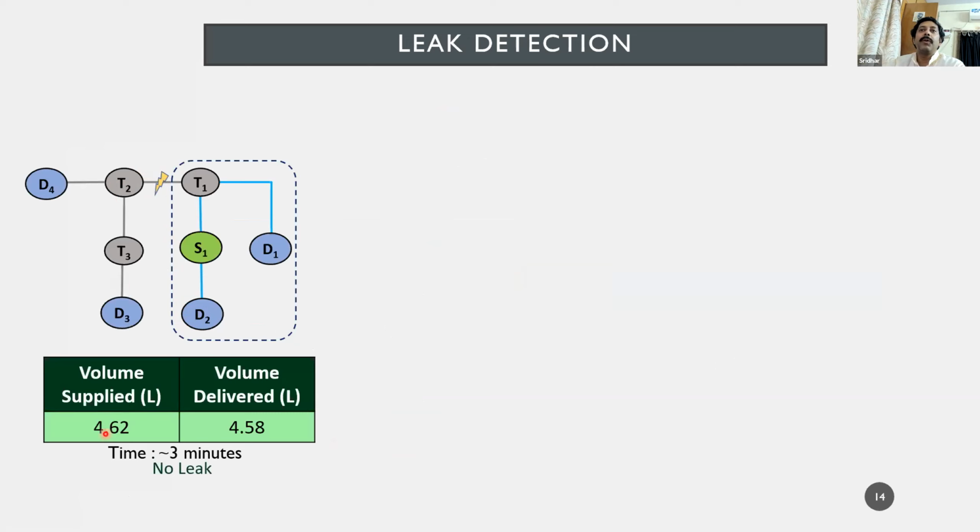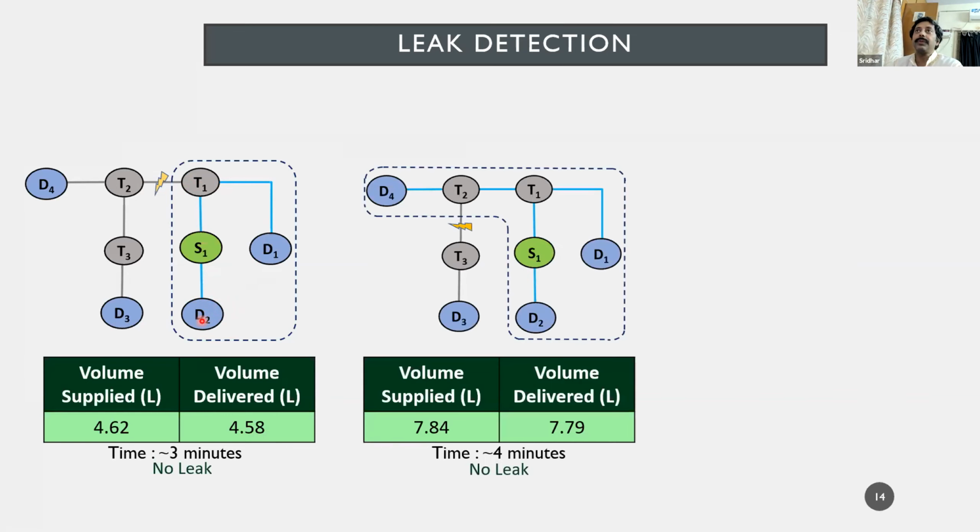The amount of water supplied is 4.62 liters and delivered is 4.58. That is the amount of water collected in D1 and D2 for approximately 3 minutes. This difference is marginal, and therefore in this case it can be attributed purely to measurement error. So you know for sure that the leak does not exist in either T1 or the pipes going to D1 or D2. So it has to be in the left part of the network over here.